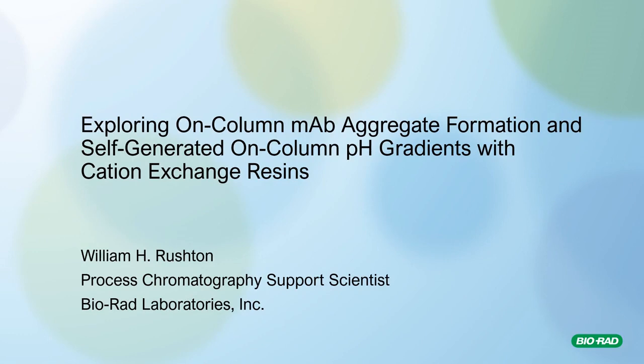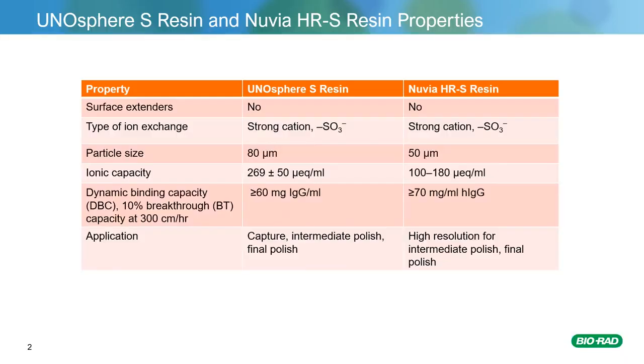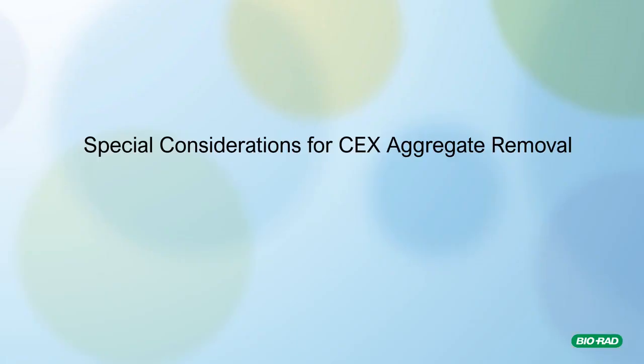Thank you, Leah. Today I'm going to be talking about exploring on-column mAb aggregate formation and self-generated on-column pH gradients with cation exchange resins. Here you see a brief overview of the two Bio-Rad cation exchange resins that I'll be discussing today, Unosphere S and Nuvia HRS. Both of these offer some unique selectivities that could be helpful for your purification challenges. I'm going to move into speaking about some special considerations for cation exchange aggregate removal.